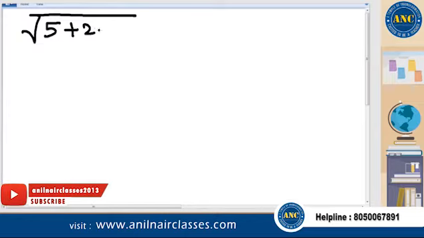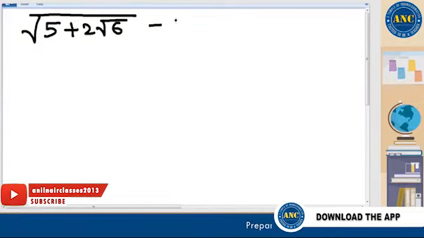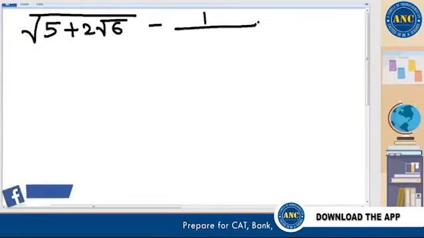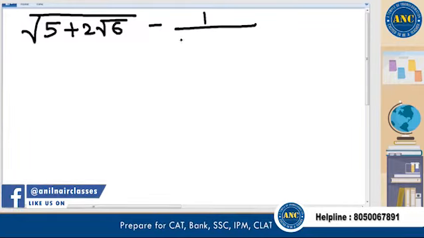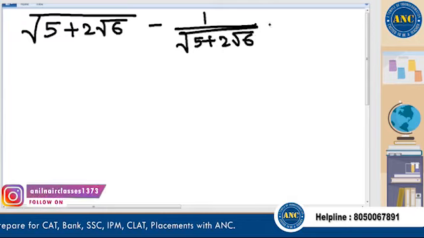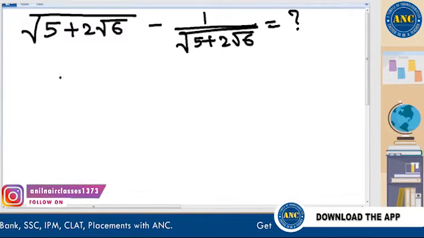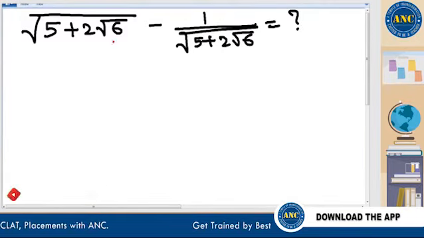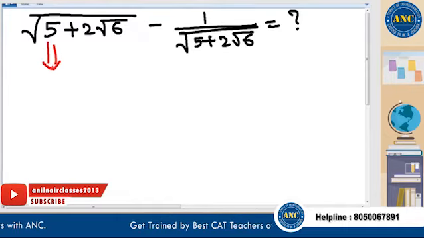Questions which were given in examinations on that particular model. Square root of 5 plus 2 root 6 minus square root of 5 plus 2 root 6. This value I need to find. Take any one of them because both are the same. 5 plus 2 root 6.